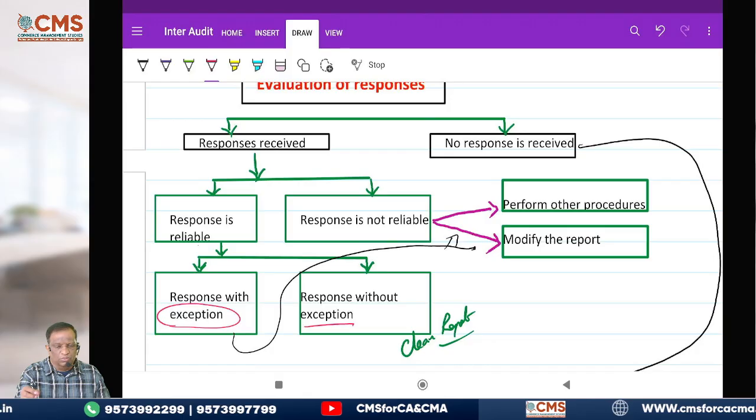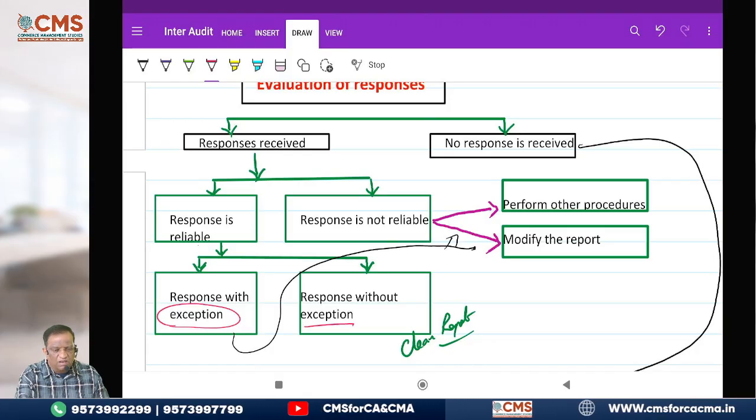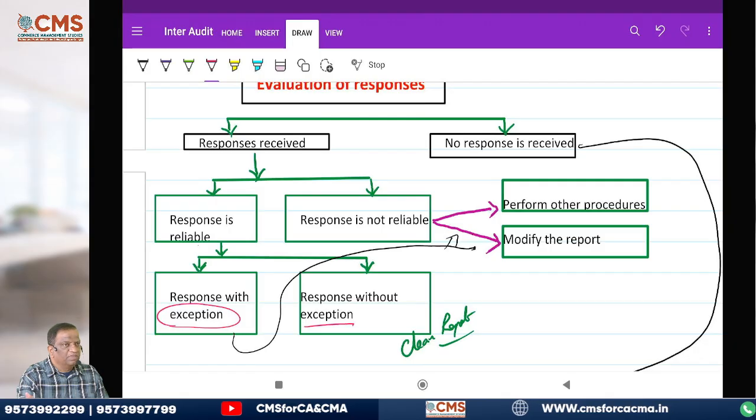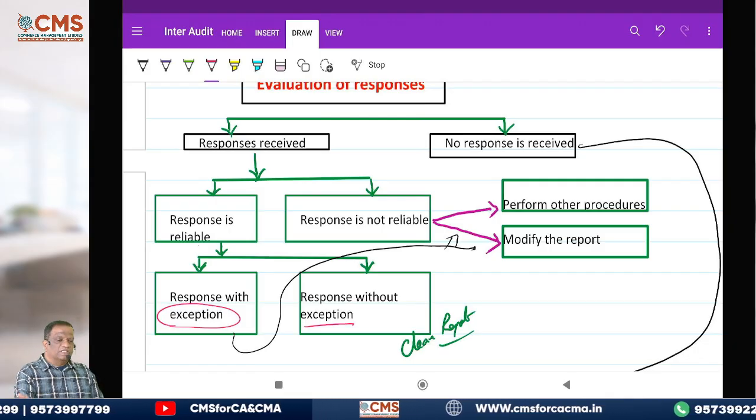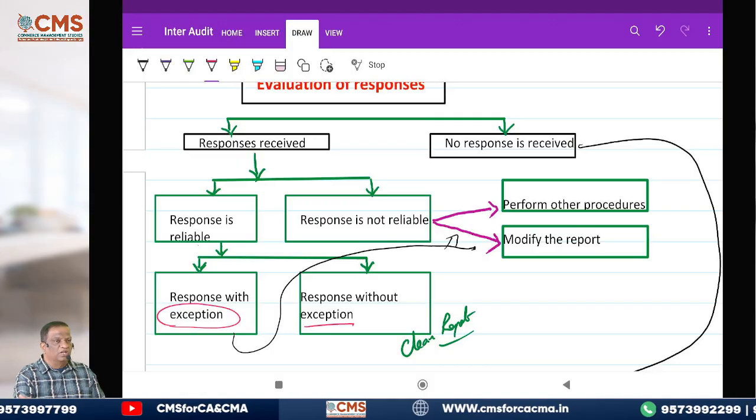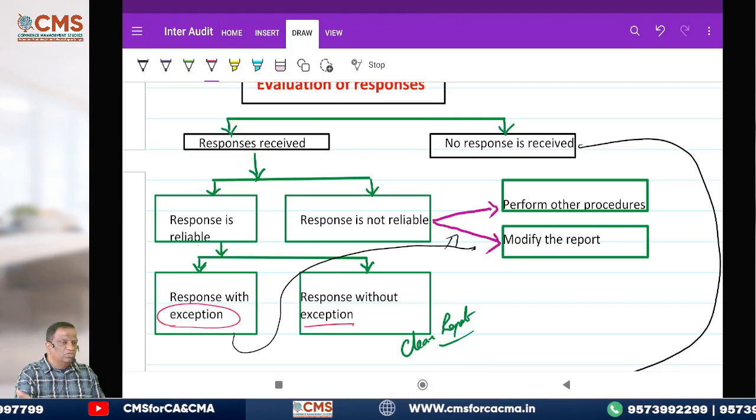Then what do I have to do? I have to extend my areas, perform alternate procedures. If not satisfied, modify the report. But if I have not received any responses, or I have received them but they don't appear to be reliable, and I don't want to believe them, then what should I do?